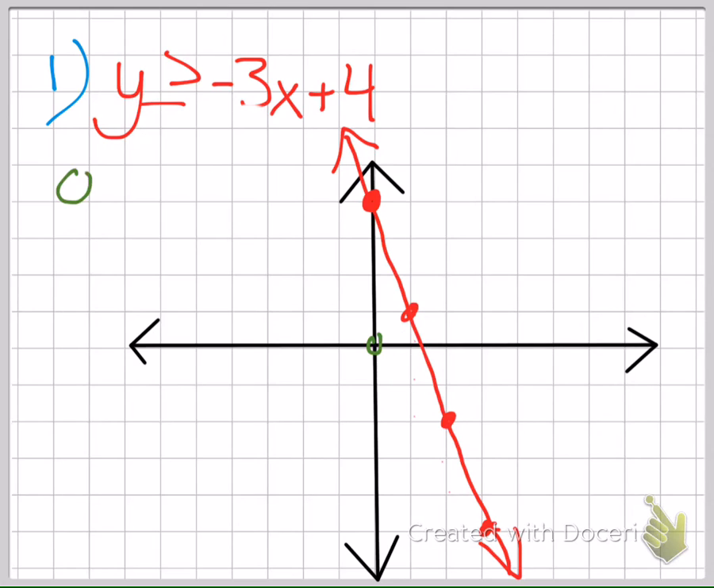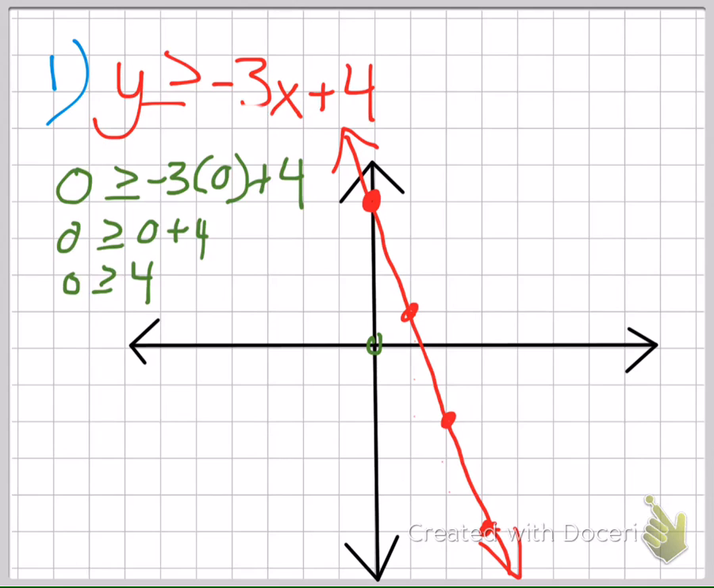If I plug in 0 for y and 0 for x, I want to see if this makes this inequality true. So you can just do this, work off to the side there on your graph. Well, negative 3 times 0 is 0. And 0 plus 4 is 4. So is this a true inequality? Is 0 greater than or equal to 4? No, right? That is false. That means that point is not part of my solutions. It's not part of the answers here.